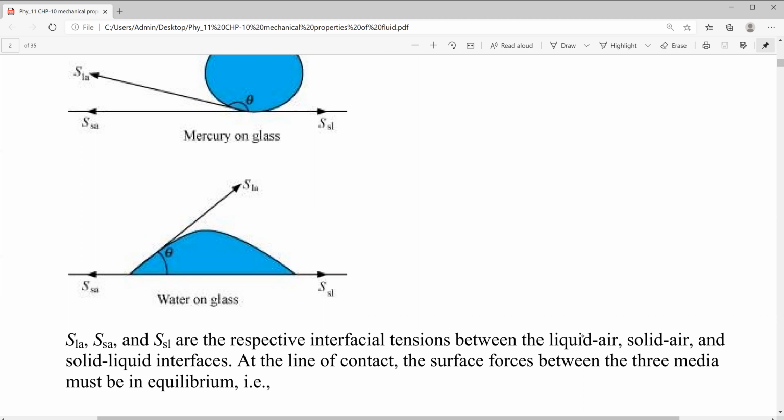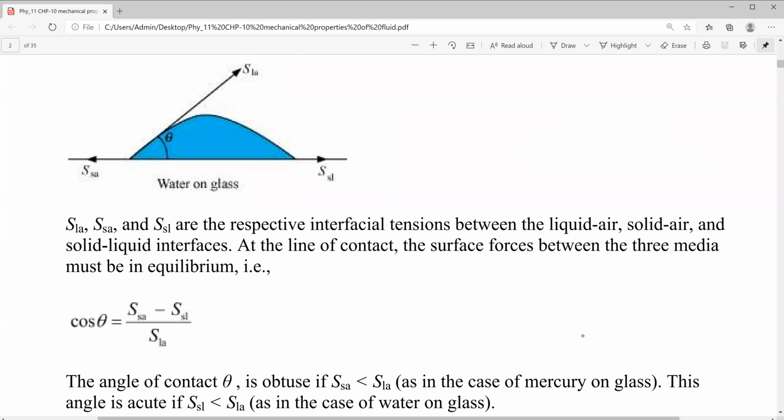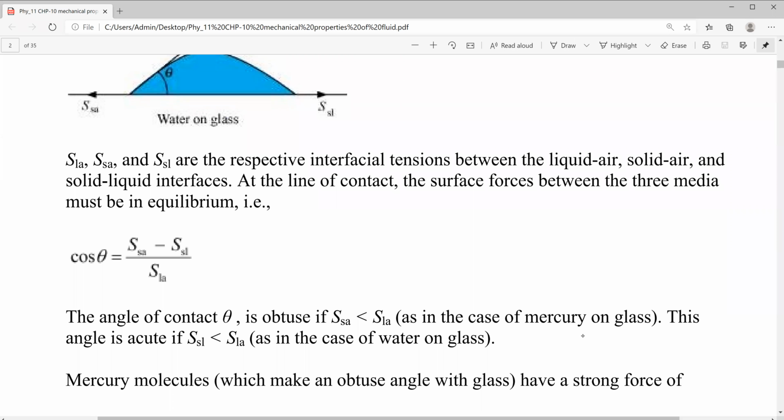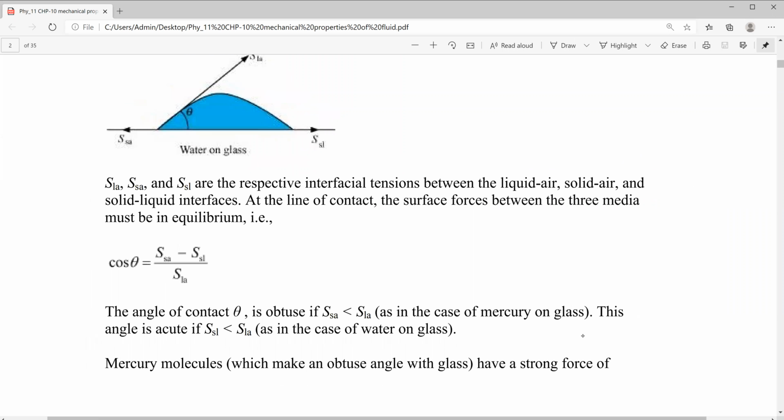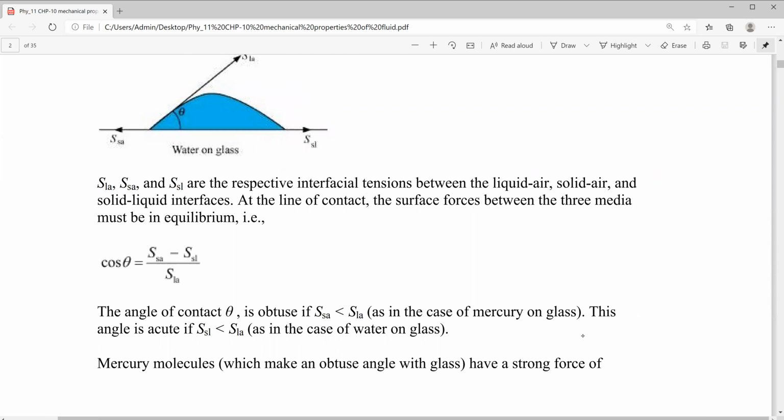So the surface forces between the three media must be in equilibrium. That is already shown in the diagram. Therefore, cos theta is given by the formula. The angle of contact theta is obtuse, meaning SA is less than SL, as in the case of mercury on glass. The angle is acute if SA is greater than SL, as in the case of water on glass.